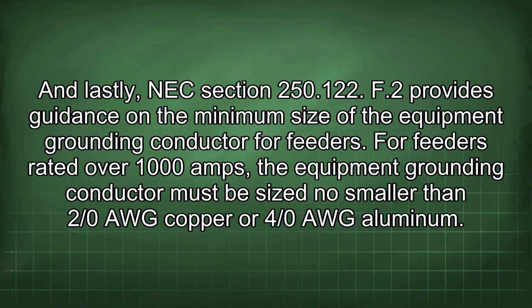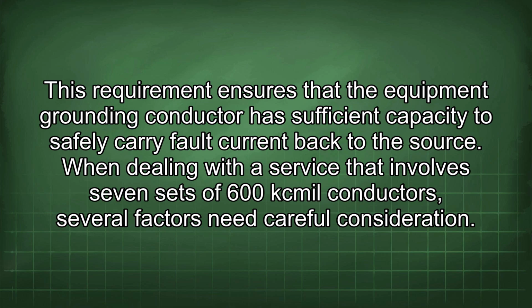And lastly, NEC section 250.122(F)(2) provides guidance on the minimum size of the equipment grounding conductor for feeders. For feeders rated over 1000 amps, the equipment grounding conductor must be sized no smaller than 2/0 AWG copper or 4/0 AWG aluminum. This requirement ensures that the equipment grounding conductor has sufficient capacity to safely carry fault current back to the source.